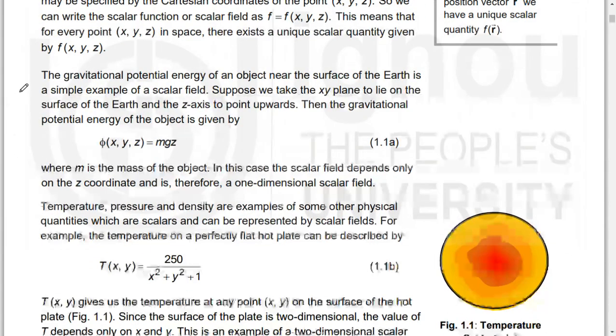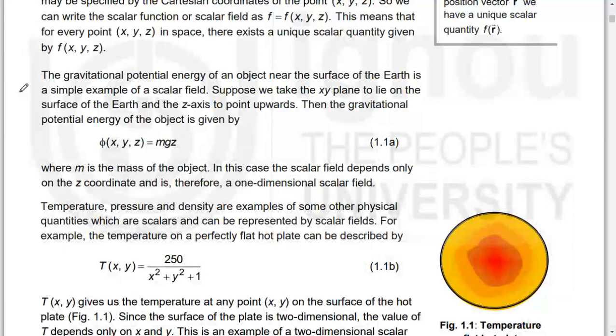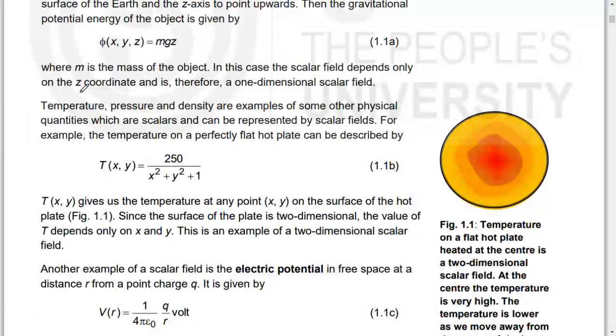The gravitational potential energy of an object near the surface of the earth is a simple example of a scalar field. Suppose we take the xy plane to lie on the surface of the earth and the z axis to point upward, then the gravitational potential energy of the object is given by phi(x, y, z) = mgz, where m is the mass of the object. In this case, the scalar field depends only on the z coordinate and is therefore a one-dimensional scalar field.